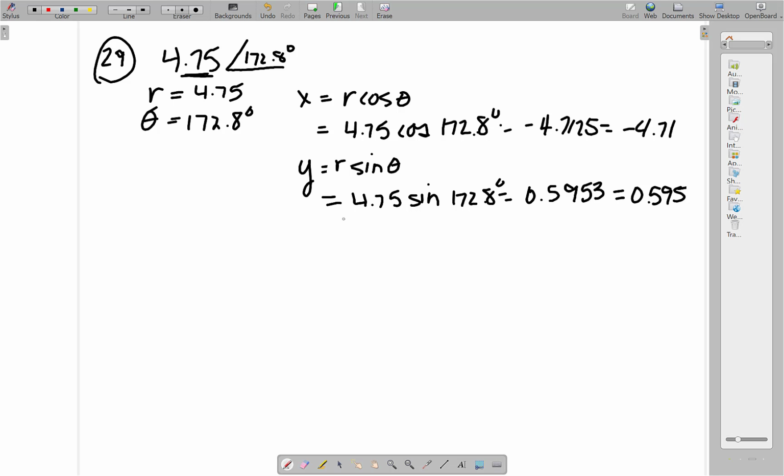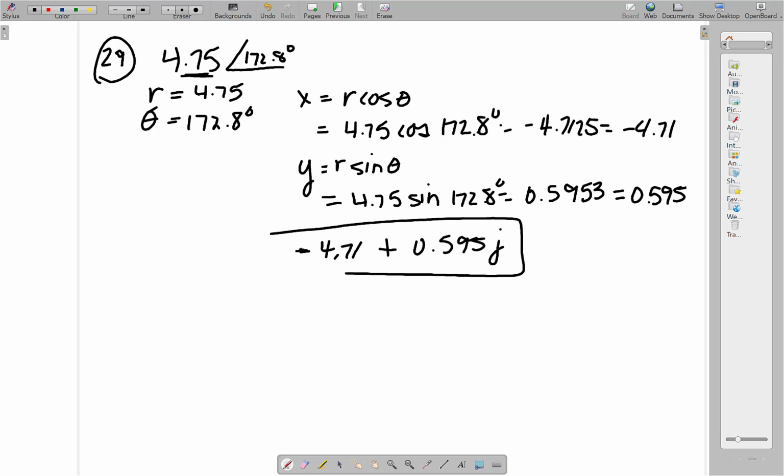So the final answer is your x, negative 4.71, plus 0.595j. And that is the answer in rectangular form, a plus bj. Okay, I think that'll help. Hopefully you'll be able to blow pretty quickly through these problems in chapter 12.4.